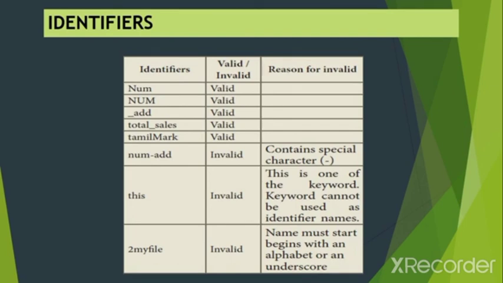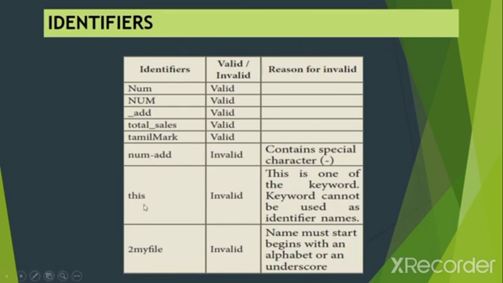So either you should give all the characters in upper case or lower case, or like this also you can give. To fill the space we can give an underscore, and similarly to denote the second word we can give the first character of the second word in capital. Then num hyphen add: this is invalid because hyphen is not allowed. To name identifiers, only alphabets, numbers and underscore are allowed. Hyphen is not allowed, it is a special character.